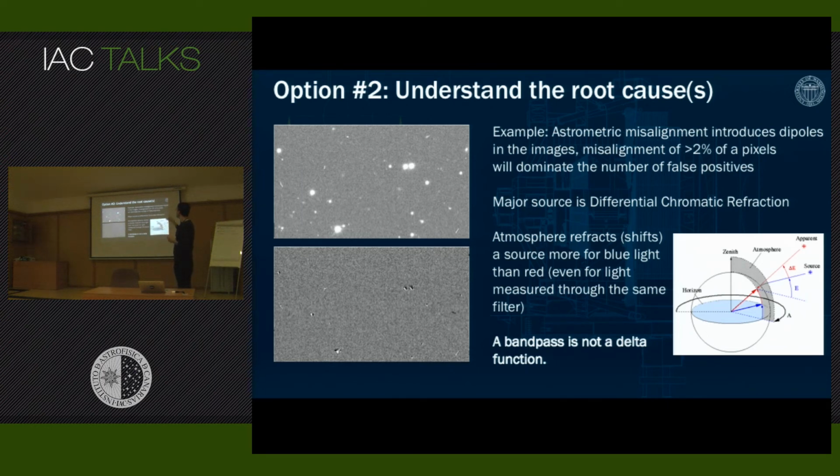Option 2 is to understand the root causes of how this happens. One of the reasons why this happens is, again, because we have the atmosphere, and the atmosphere refracts in addition to spreading the light out. The atmosphere refracts light, so bends light differently depending on what your wavelength is. So whether it's blue light or red light. If it's blue light, it's going to be more affected than the red light.